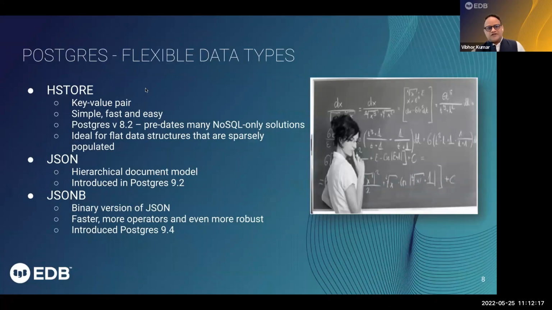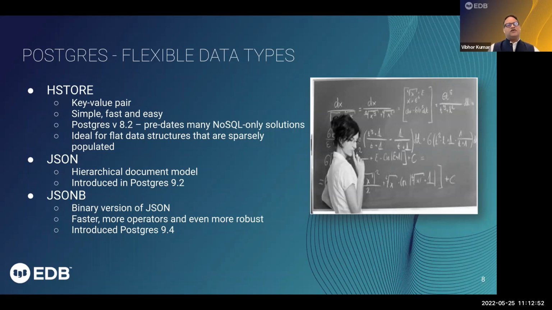Right? So let's talk about flexible data types. Postgres already has flexible data types. There are actually 3 different data types. Hstore, which is a key value pair. It is very simple and easy to use. It was introduced in version 8.2. Again, it's a kind of NoSQL data type which we had added. It's mostly a flat data structure, right? Where you can just put the key and value with comma separated information. So that's the Hstore data type. It's kind of an extension of Postgres.